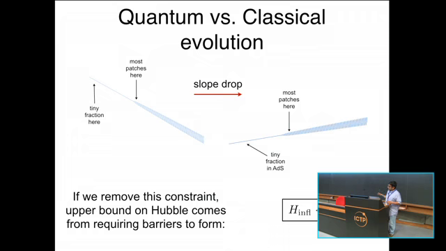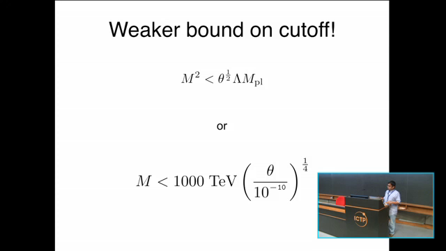So that greatly relaxes where the bound lies. And in that case, you can go through the numbers again. One finds that you can push the cutoff up to about 1,000 TeV. Okay, so that is one possible way in which you can solve the strong CP problem by the slope drop technology and still have a pretty large cutoff for new physics.